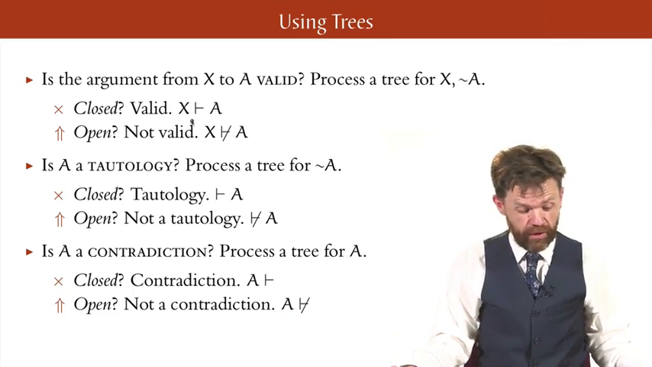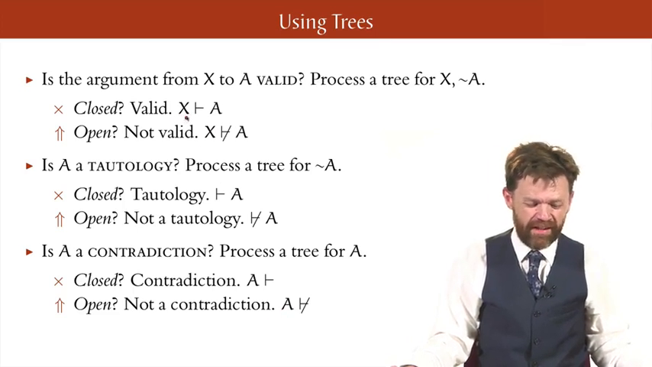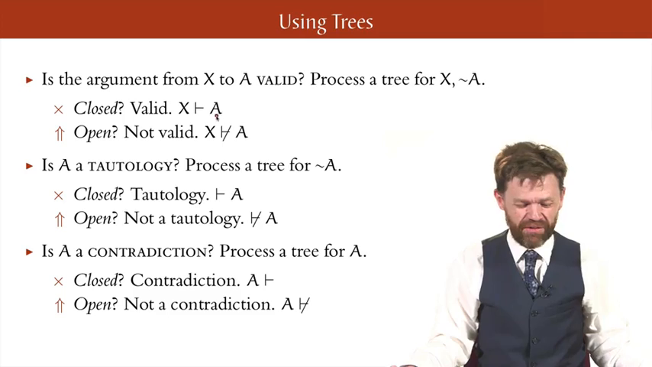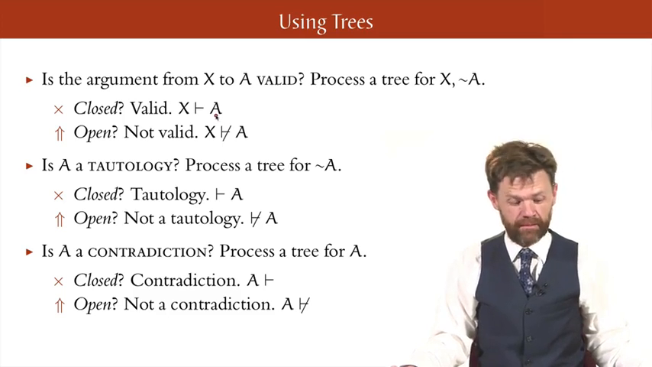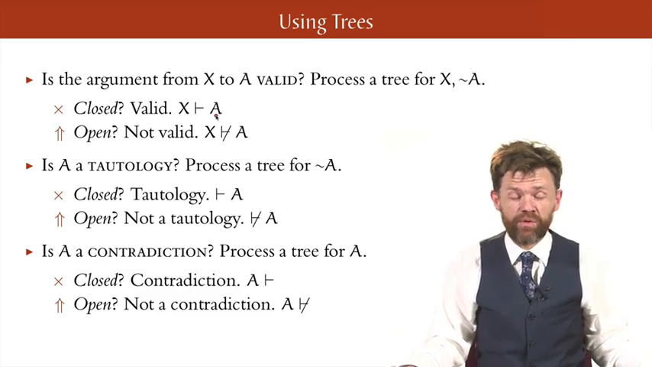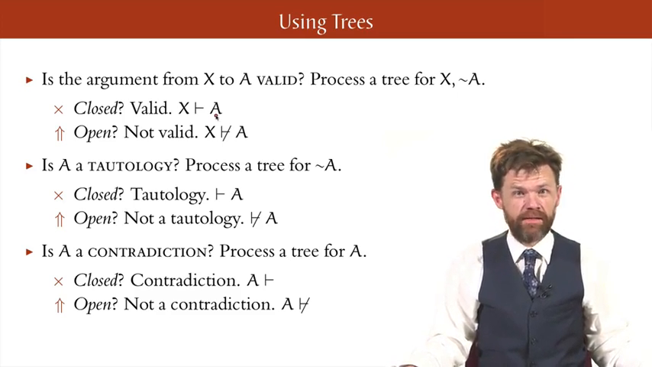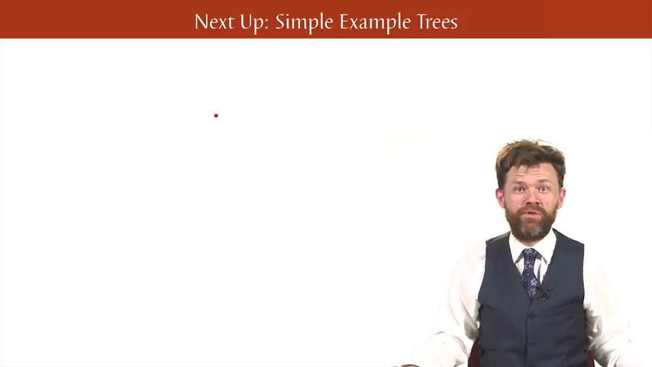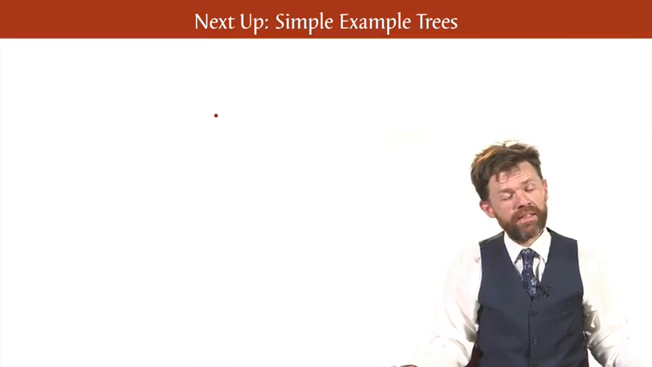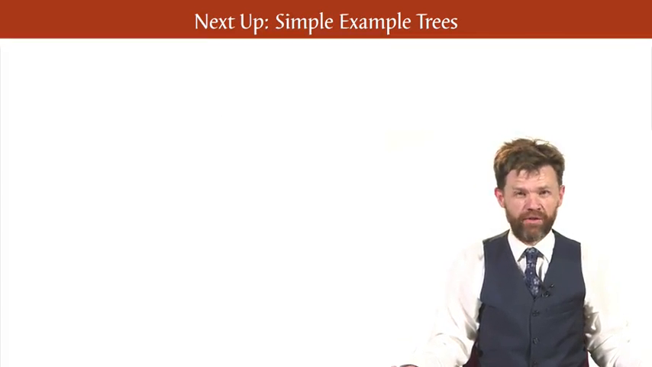So in general, if I'm processing a tree, the things on the left-hand side of the turnstile are the things I'm trying to make true. The things on the right-hand side of the turnstile are the things I'm trying to make false. So that's how we use trees to classify arguments. That's everything you need to do to start using trees for first-order predicate logic. In the next lesson, I'll give you 3 examples so you can see lots of different features of how trees work.